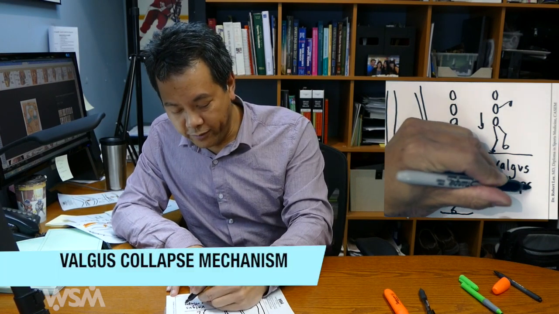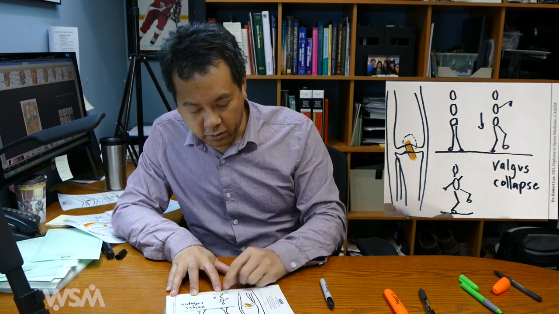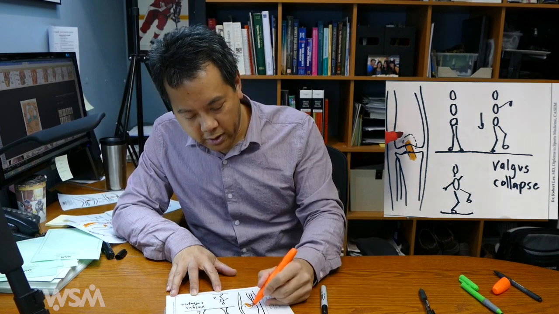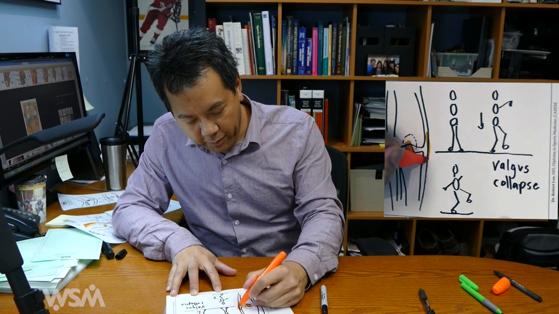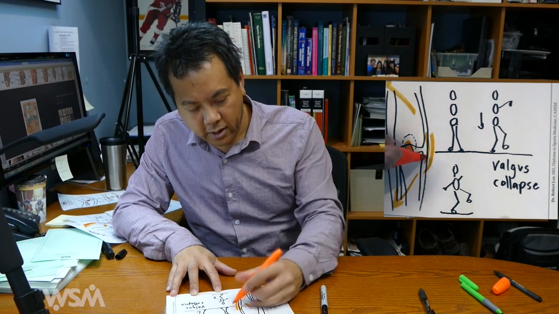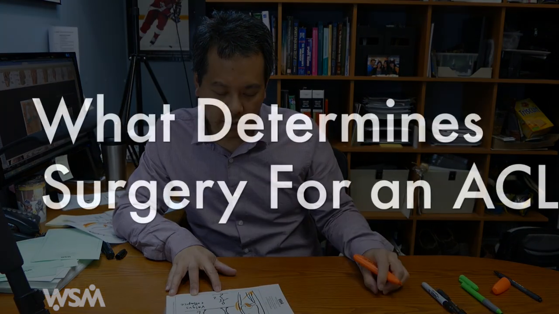The valgus collapse mechanism, where they land the jump, their knees are buckling inwards, and as the knee buckles inwards, then you get this force to the knee, and what happens is the knee gets stressed out like this, and they end up with an MCL tear, and then they tear their ACL. So those are the two mechanisms of how you tear your ACL.